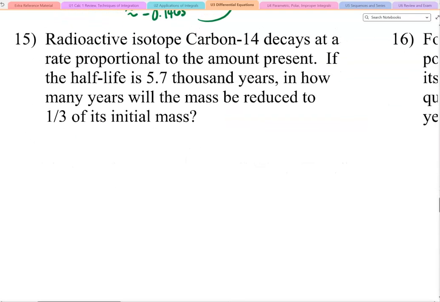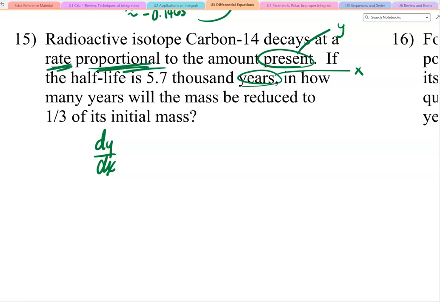Another radioactive isotope question. This time we're talking about carbon. This isotope decays at a rate proportional to the amount present. So here we are again. The amount present, we might call that y, and we would call our time x this time, just to show you that. So dy/dx, the rate, being proportional to the amount that's present, there's our kx description.